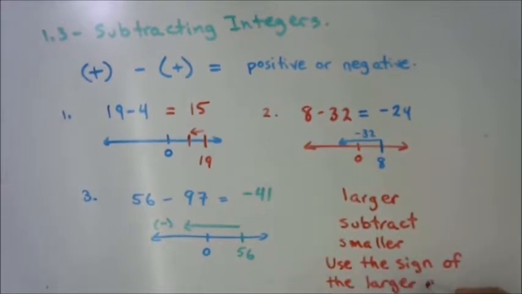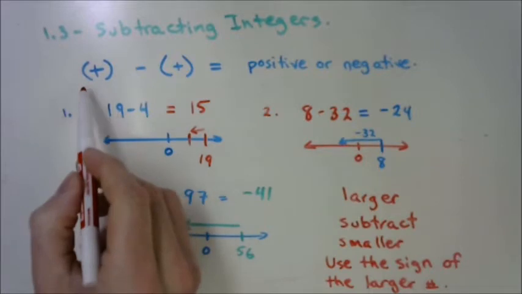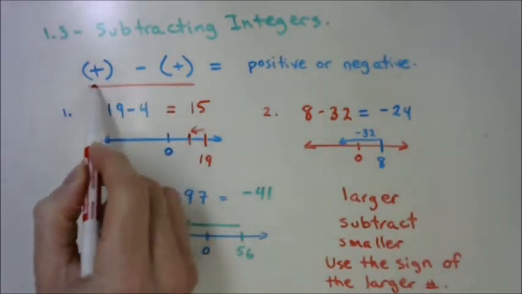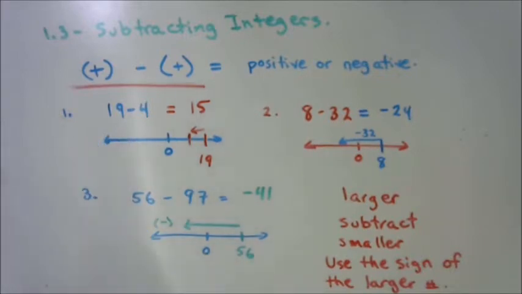This was the last one. The exact same trick is going to work for this one as worked for the last one. So, start with the larger number, subtract the smaller number, use the sign of the larger number in your answer. That works when you have a positive minus a positive. We've taken care of 2 scenarios. We have 2 more to go before we move on to our homework.